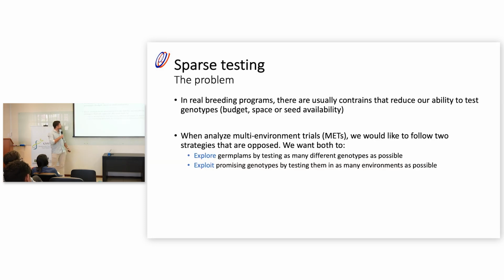Okay, so in breeding programs, as in life, we have problems, we have goals, and we have limited resources that we want to optimize, and we want to do the best with what we have. In the context of breeding programs, we can have low budget, economic constraints, space problems, or a lack of seed. In that case, we need to think about how to allocate the resources in an efficient way, right?